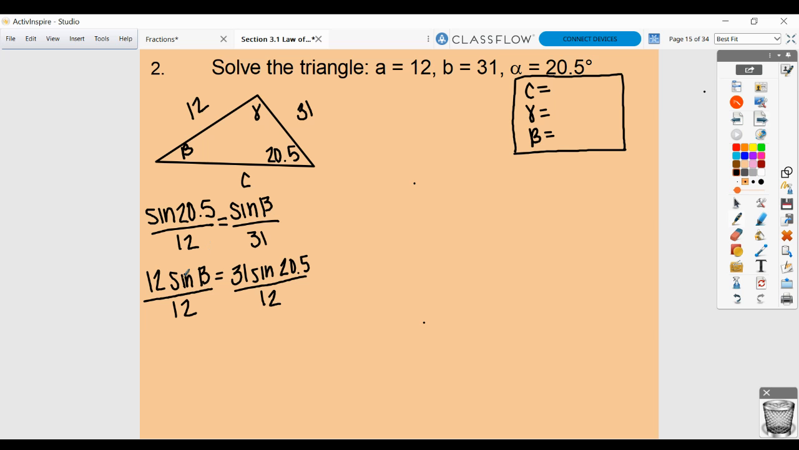Okay, so since you're looking for an angle, you have to do the inverse. So it's the inverse sine of 31 sine 20.5 over 12. So inverse sine of (31 sine 20.5), close parenthesis, divided by 12. And you get 64.78.